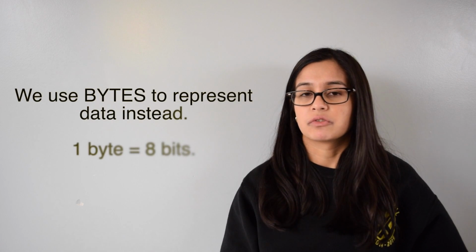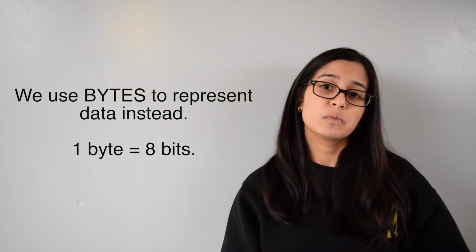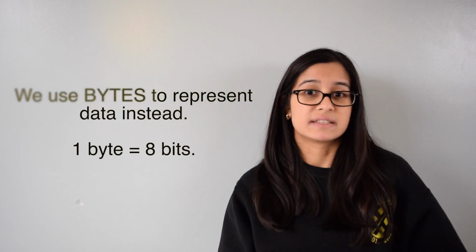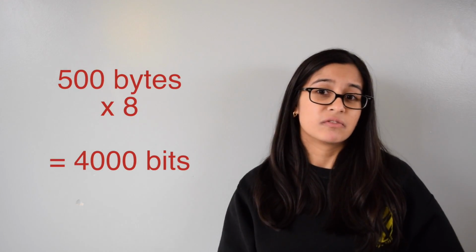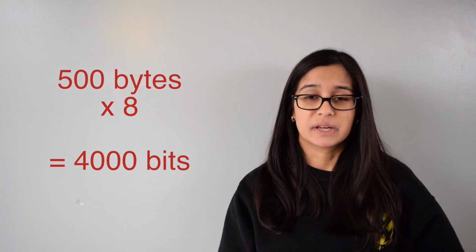However, you'll find that computer scientists rarely represent their information as being in bits. Instead, we tend to use bytes. A byte is simply 8 bits. But why bytes? Let's look at an example. Let's go back to that cute picture of your dog that we mentioned earlier. Suppose that this was 500 bytes. Converting this to bits, this would be 4,000 bits.